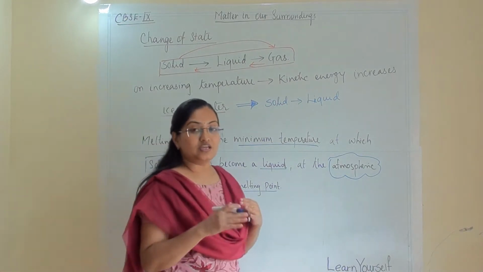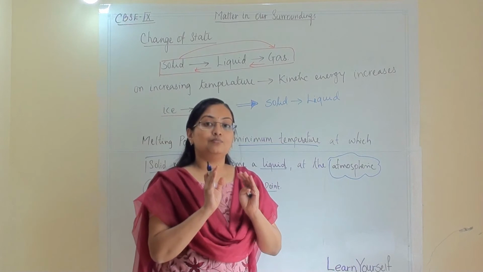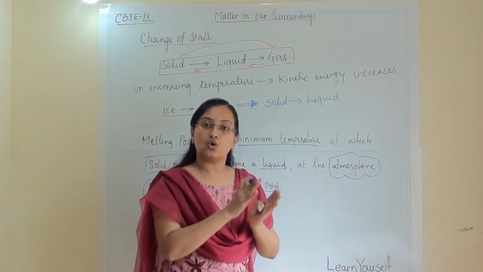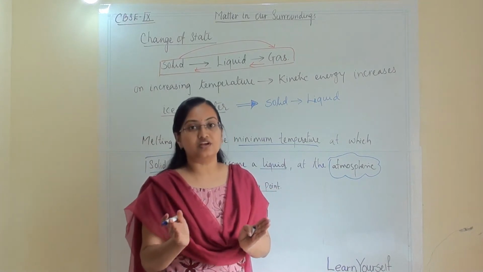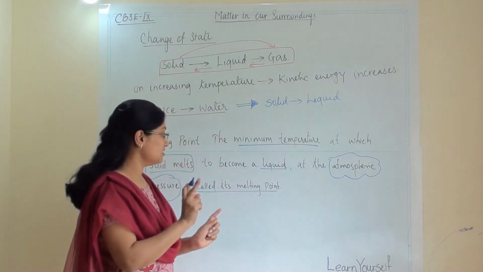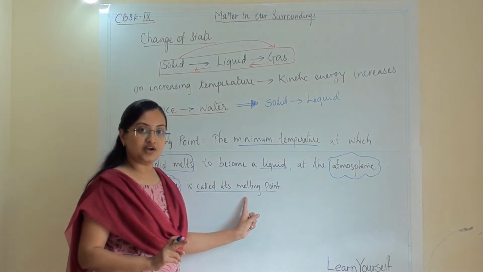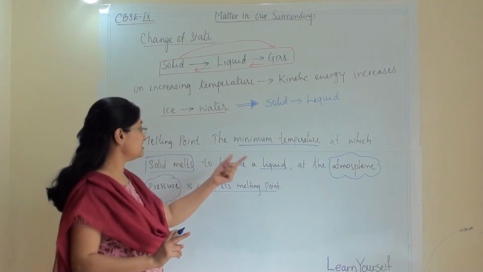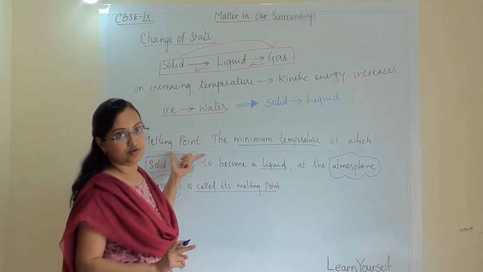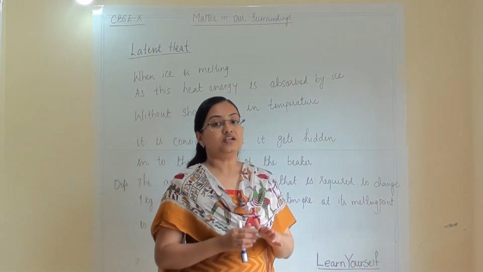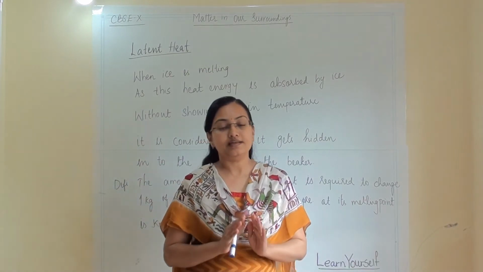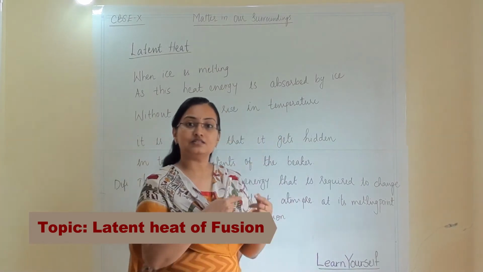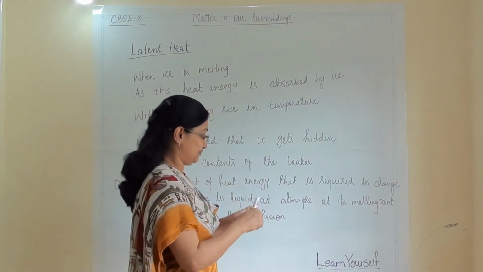So here we are clearing the point that by giving a temperature, and that a minimum temperature, solid is changing into liquid. That minimum temperature is known as melting point, and it should be at the atmospheric pressure. So this is the definition of melting point. After melting point, now we are talking about latent heat of fusion. Before discussing that, let us understand one activity.